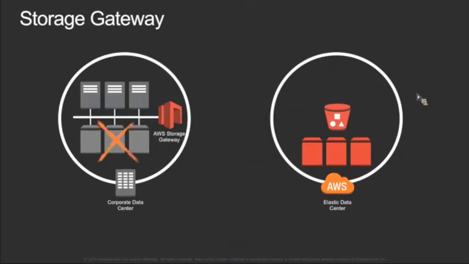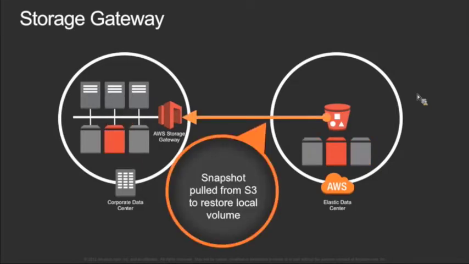And in the event that your volumes on your local site might be lost in any sort of disaster scenario, you can pull those snapshots back from S3 and restore your local volumes to service. So it's a mechanism for effecting mirroring of your data from your own premises to Amazon's AWS Cloud.